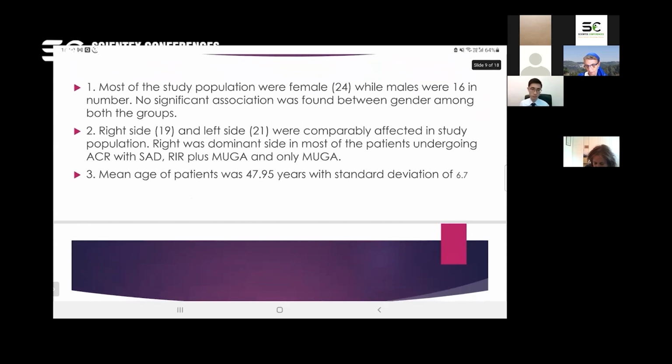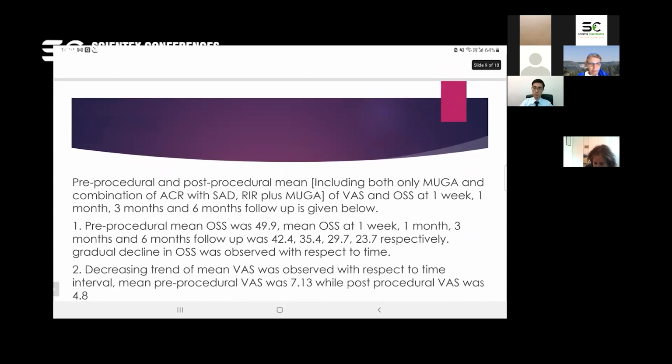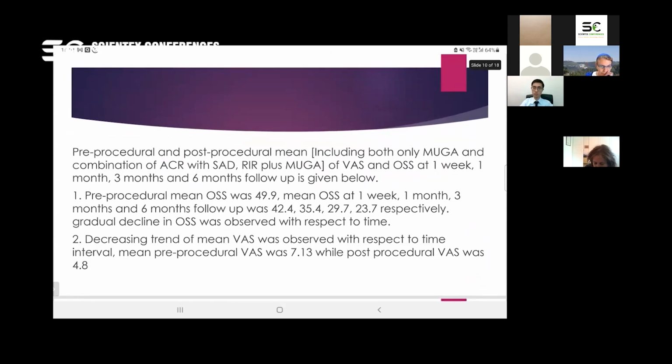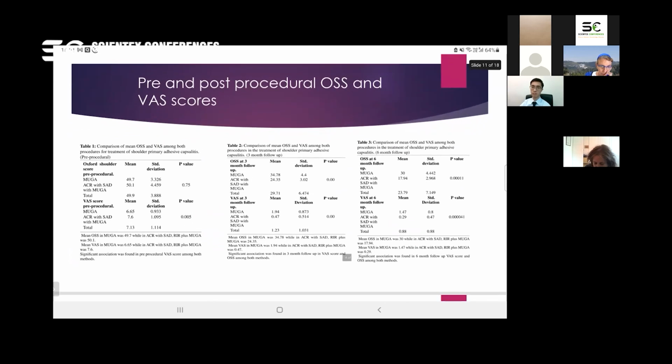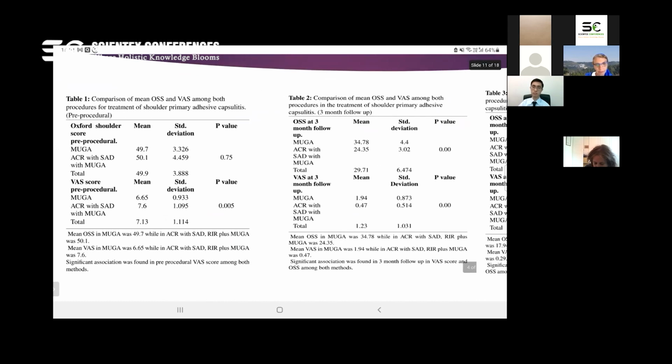We also noticed that the mean age of our patients was 47.95 years, that is 48 years. We observed the pre-procedural and post-procedural mean visual analog scale and Oxford shoulder score, including both manipulation under general anesthesia only and the combination treatment, at 1 week, 1 month, 3 months, and 6 months follow-up. Here in this table, Table 1, we can see the comparison of the mean Oxford shoulder score and visual analog scale among both procedures.